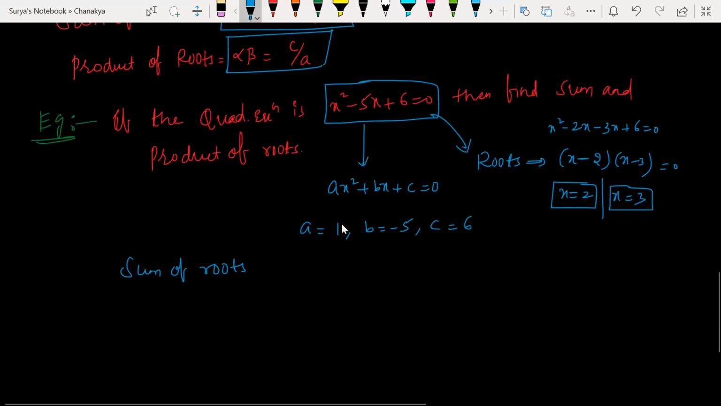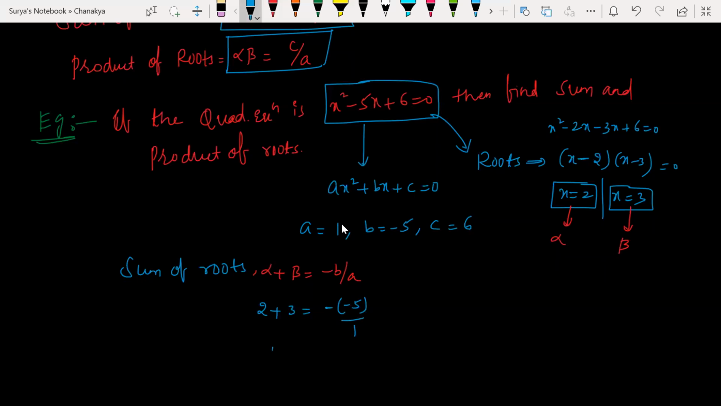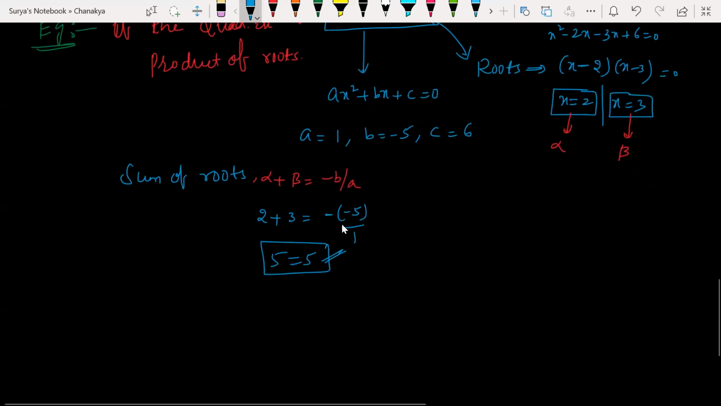So now sum of the roots. Let us say this is my alpha. Let us say this is my beta. So look at the sum of roots here. Alpha plus beta, which is going to be minus b by a. See here, alpha plus beta is what? What is alpha here? 2. What is beta here? 3. What is minus b here? Minus of minus 5. A is what? 1. Look at this, 5 is equal to 5. Aren't we getting the same thing? Yes, we are getting.